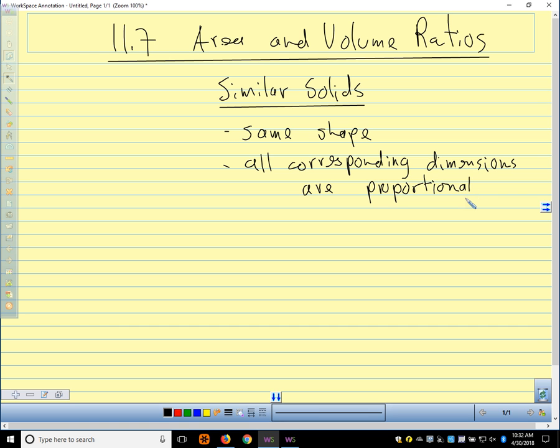And remember, proportional means the same ratio. So if we compare their heights, that would be the same ratio as if we compare their slant heights. That would be the same ratio as if we compare their base edges, and the same as if we compare their lateral edges. So any corresponding dimension has to be proportional between these two.